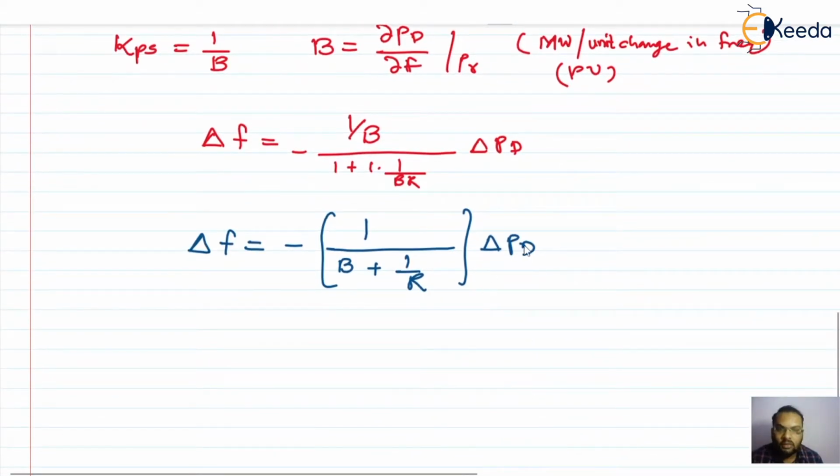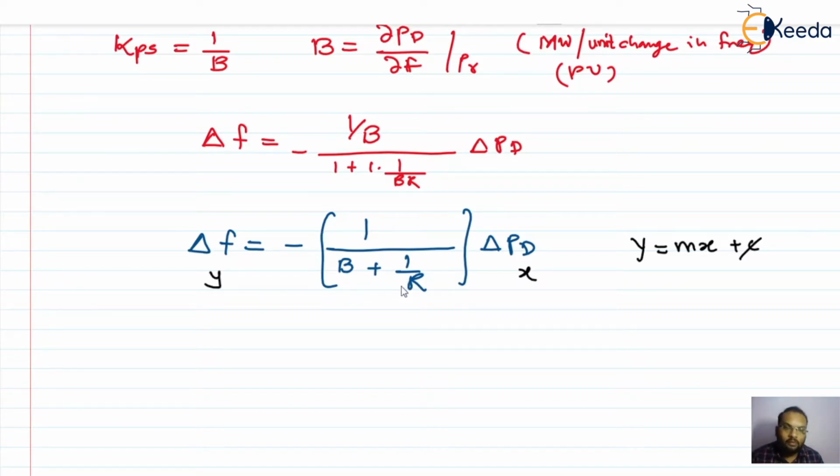Now you see here, for this change in the demand, this will be the change in the frequency. If you remember your geometry or basic maths, we have the equation y is equal to mx plus c. This is the equation of the line. Let us suppose that the constant is not there. Y is equal to mx. This is the equation of the straight line where m is the slope of the line. So I can relate this equation with this equation, where this is the output, this is the input, and this will be the slope of the line. Now with this relationship, we'll draw the plot of frequency versus the power demand.